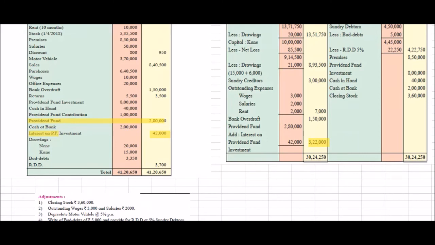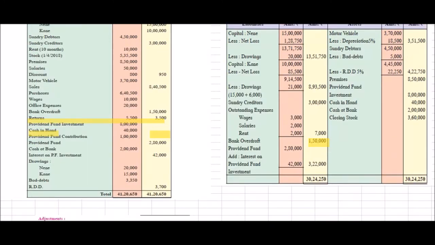Okay. Next, on the asset side, the motor vehicle amount is 3,70,000 rupees. There we need to calculate a depreciation of 5% on the motor vehicle. Calculating 3,70,000 into 5 divided by 100, we got 18,500 rupees. After deducting it from the motor vehicle amount, we got 3,51,500 rupees. Next amount is sundry debtors. The sundry debtors amount is 4,50,000.